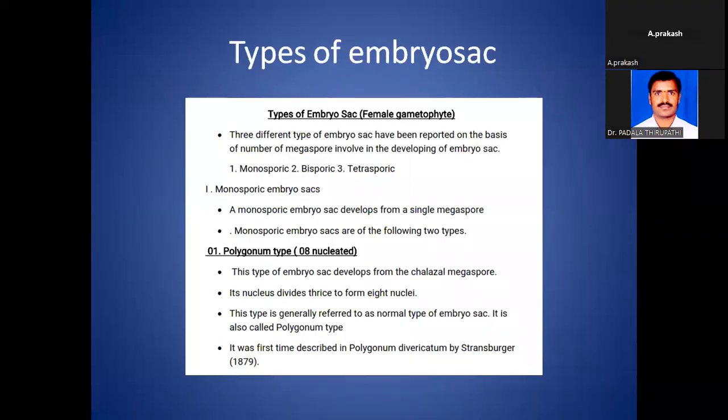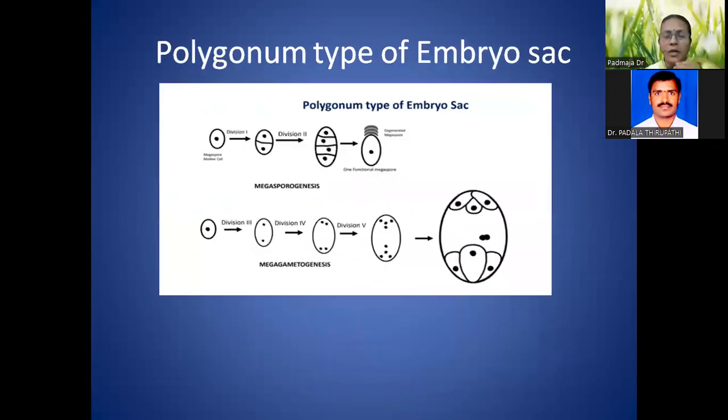Okay, thank you. Now, here we are seeing that one of the nuclei will move to the center, and another from the micropylar end will move to the center. As a result, a secondary polar nucleus is formed here. So this is called the Polygonum type of embryo sac. It comes under the monosporic type, and the functional megaspore is at the chalazal end. The 3 points we have to remember here. And after fertilization, the endosperm is 3N in condition.